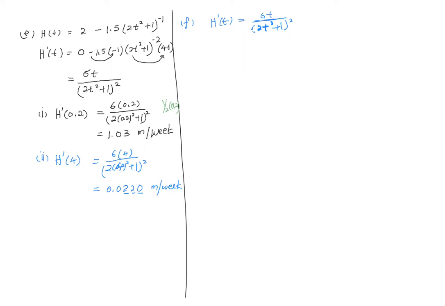Shafiq, how to start this part? t is greater than 0. Okay, I start with t is greater than 0. So there are two components here. For the next one, what should I write? (2t squared plus 1) squared is greater than 0.